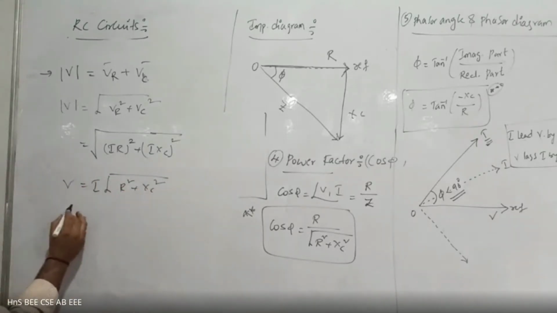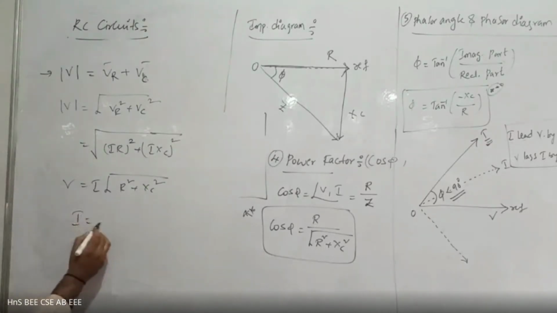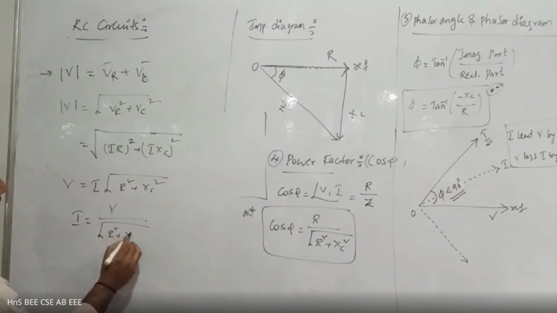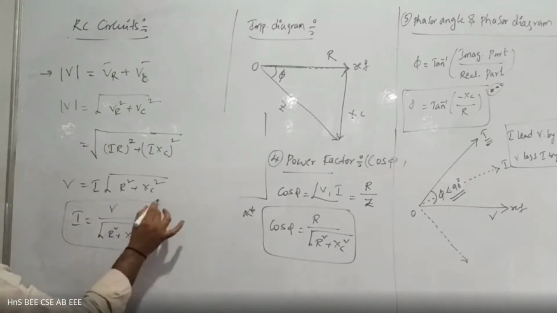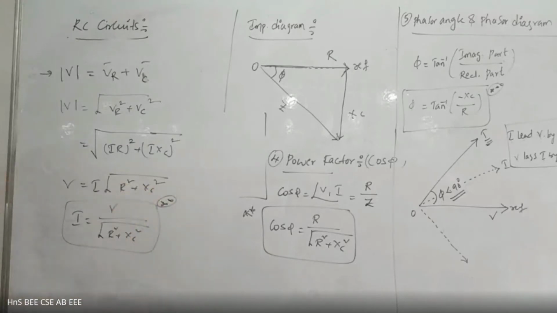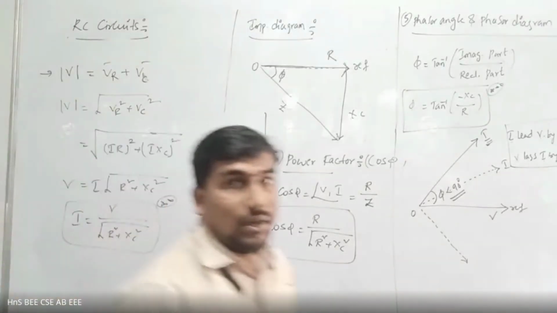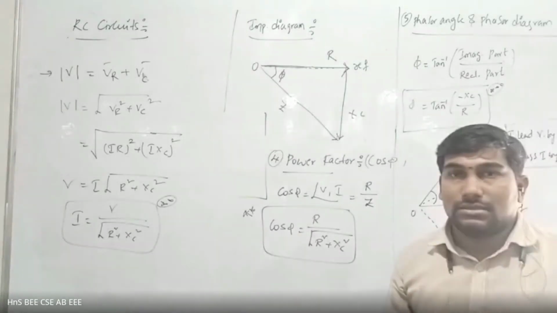Now this is V. Now V by I equals V by the square root of R square plus Xc whole square. This is also another formula in terms of voltage, current, resistance and reactance.